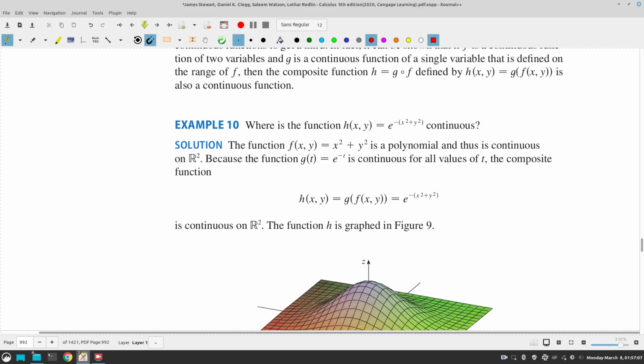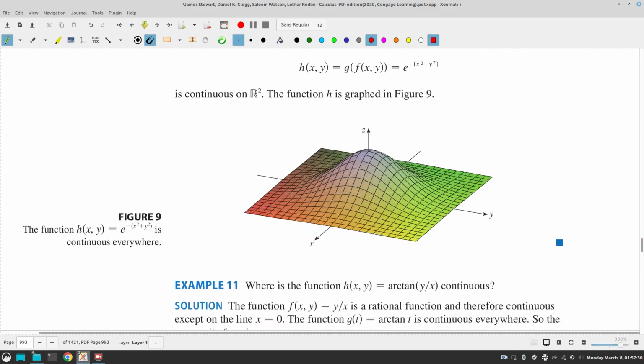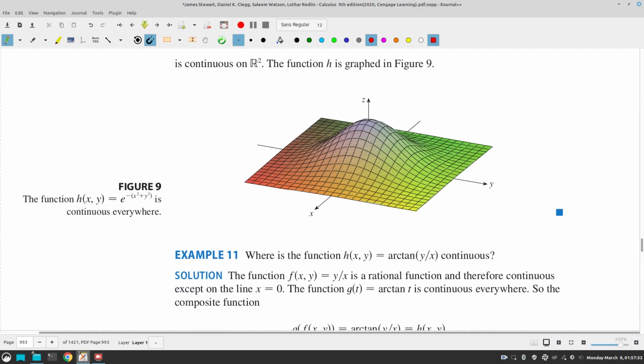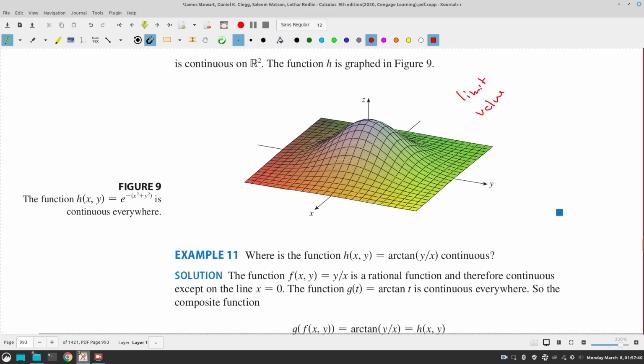what about this guy? e to the negative (x² + y²). Is this continuous? Well, x² + y² is a polynomial, so this is continuous. And e to the negative t is also continuous. So the composition of these two, e to the negative (x² + y²), is also continuous in R². And notice what happens anywhere you approach the limit value. Remember, continuity implies that the limit value equals the function value.